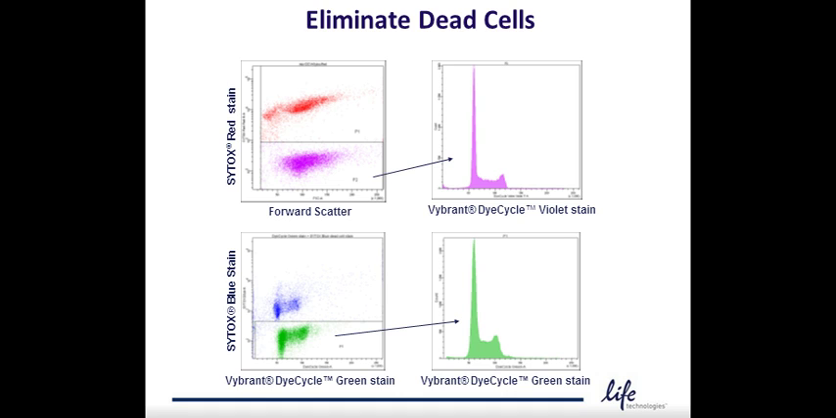There's a number of ways to gate out dead cells, and I've shown here using impermeant nucleic acid stains. There are other options like using an amine-reactive dye. So demonstrated here is a forward scatter versus Cytox blue. Sorry, Dicyclone green versus Cytox blue, or forward scatter versus Cytox red, and then pulling out just the live cells.